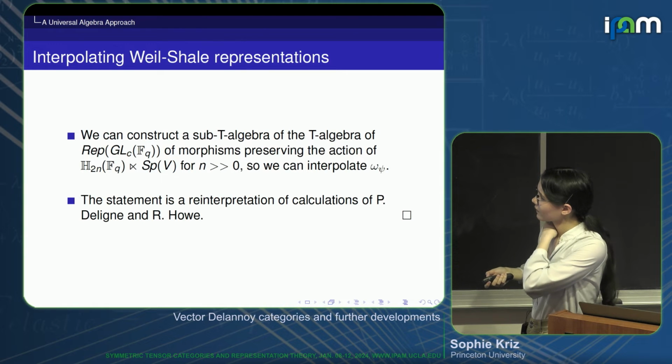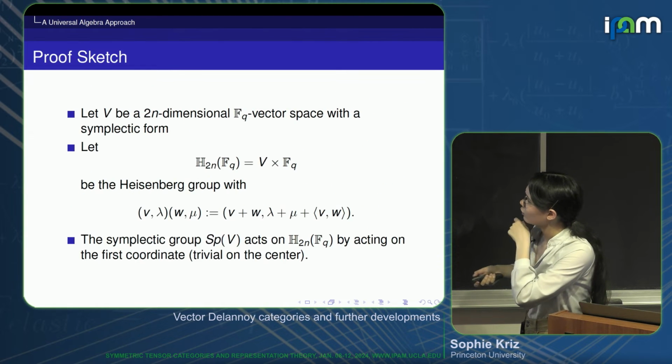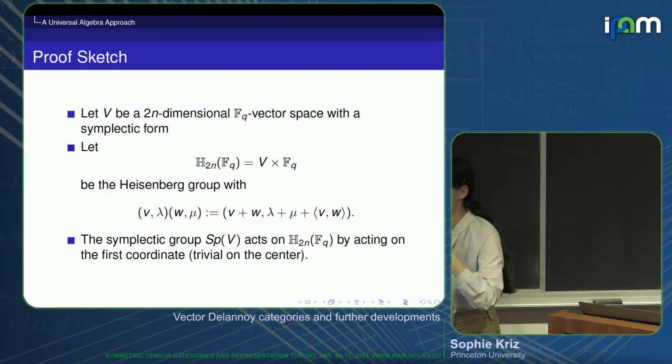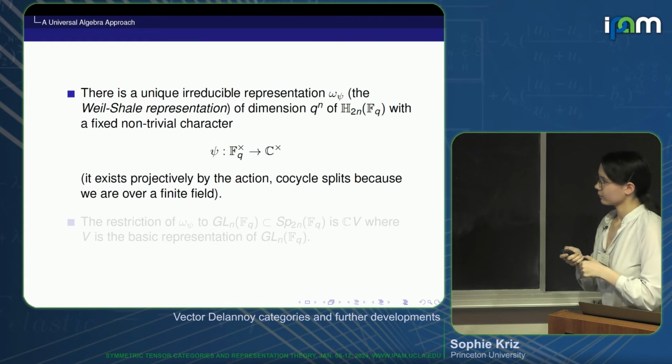What is H_2n? Is it like symplectic? Oh, no. This H_2n is this Heisenberg group, this product of V with F_q.